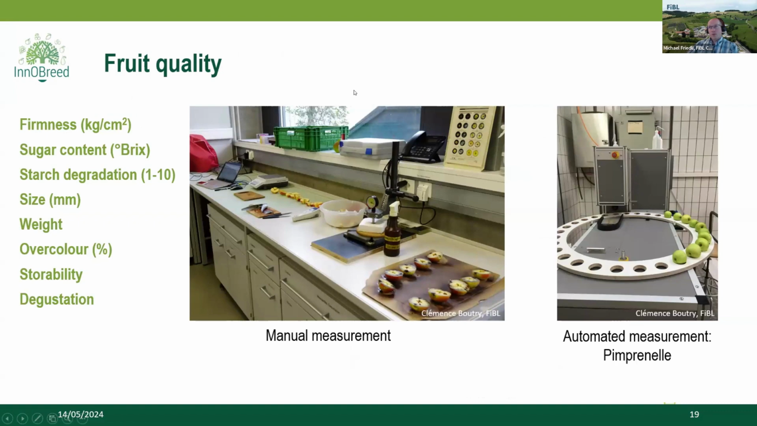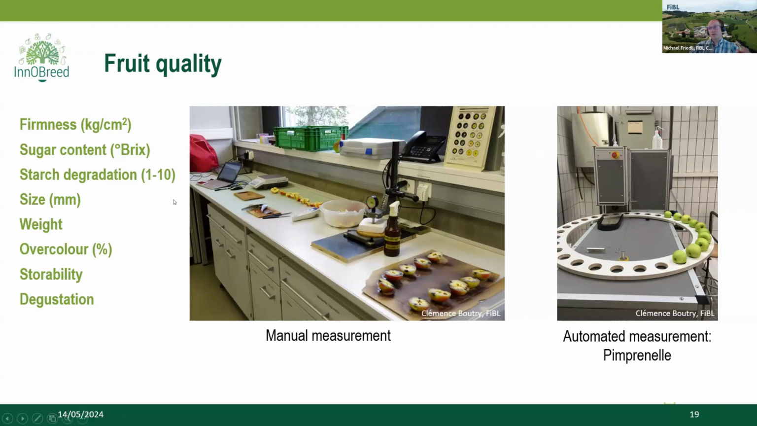Then in the end, when you have harvested your trees, the fruit quality becomes quite important. There you have different parameters that we are looking at. One is the firmness, then the sugar content, the starch degradation, then the size we already heard before, the weight, the overcolor, and of course also the storability. The degustation is also quite important, to taste the fruits and rate them, what is the flavor, the texture, and so on.